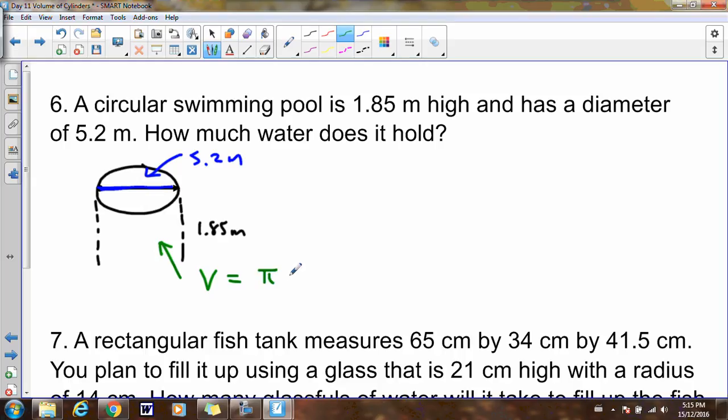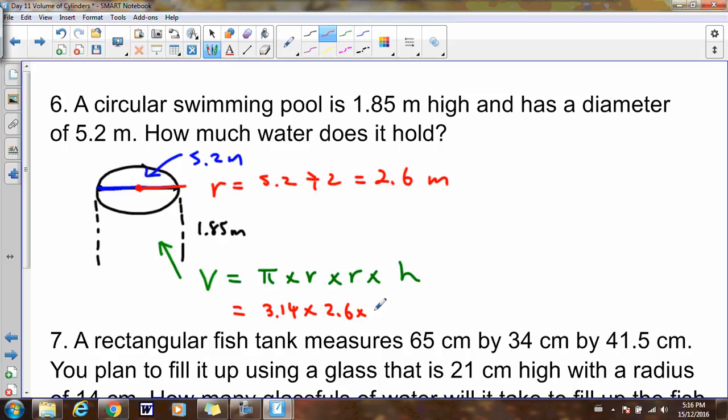So remember, the volume formula is pi times r squared times the height. But again, we don't know what the radius is here, so we have to calculate that. So the radius, again, is the diameter, 5.2, divided by 2, which in this case will be 2.6 meters. So we just do the calculation, 3.14 multiplied by 2.6 times 2.6 multiplied by the height, which is 1.85, and you're going to get 39.27 meters cubed.